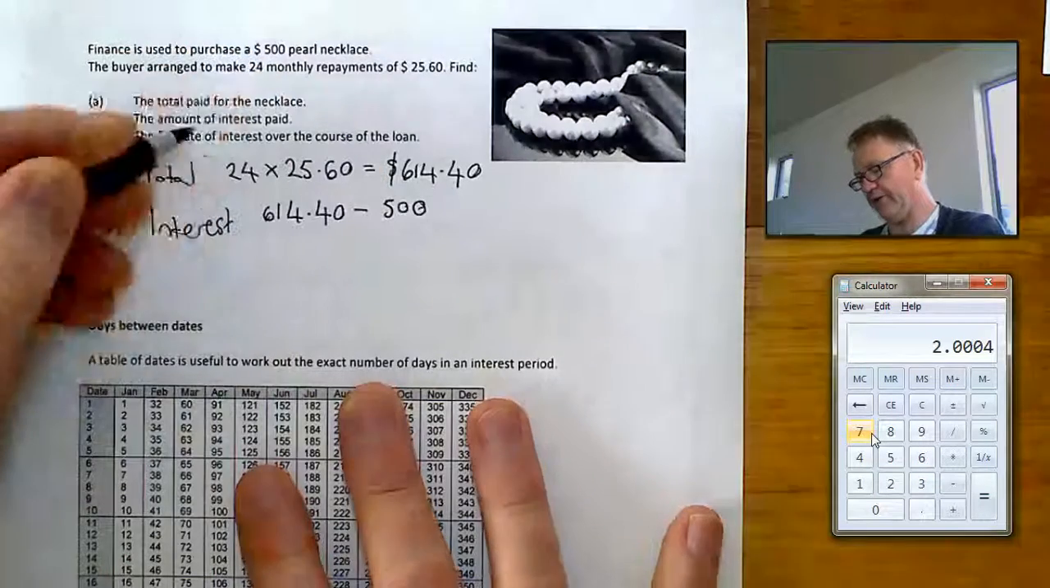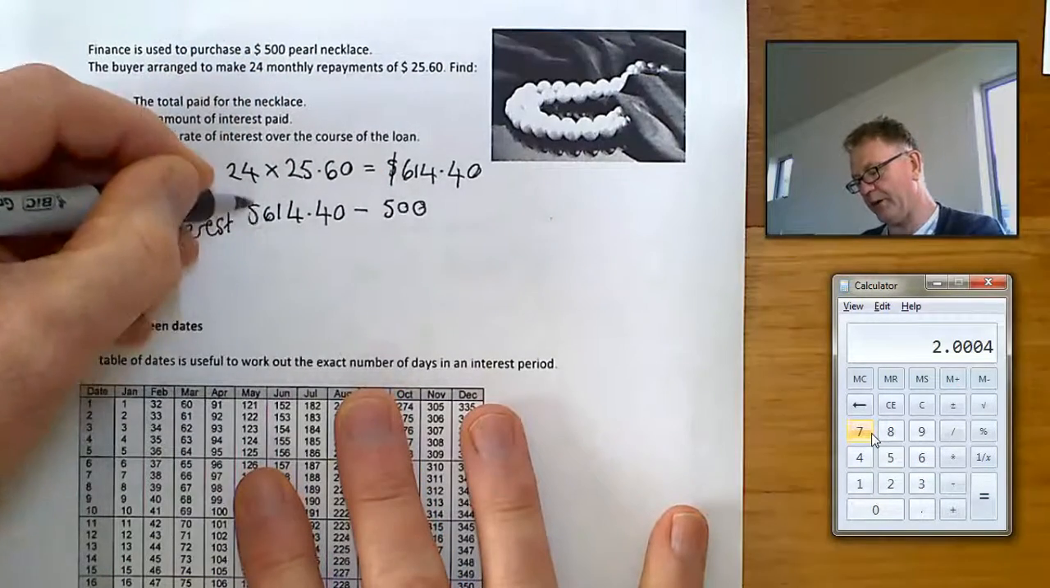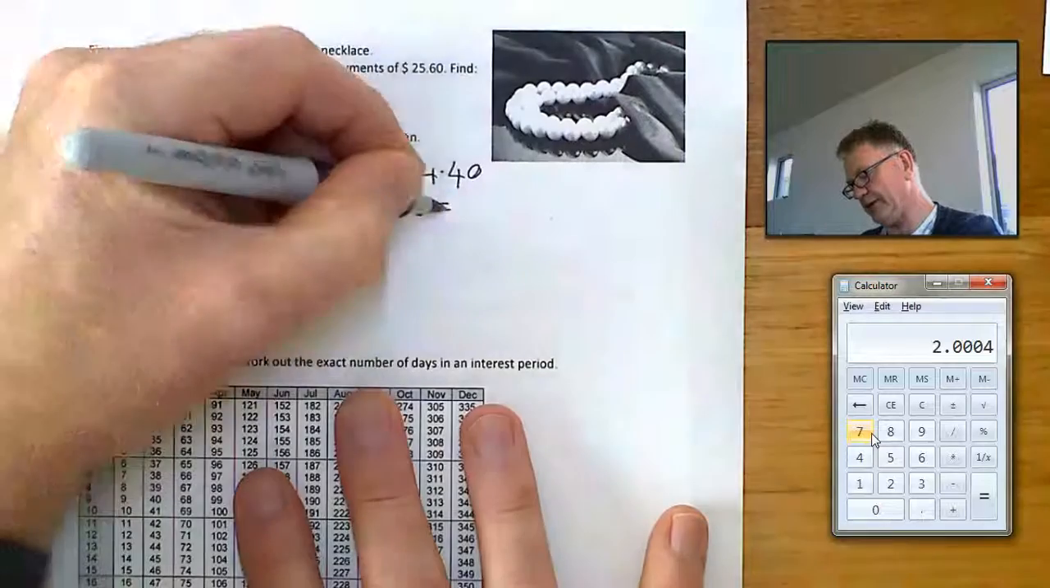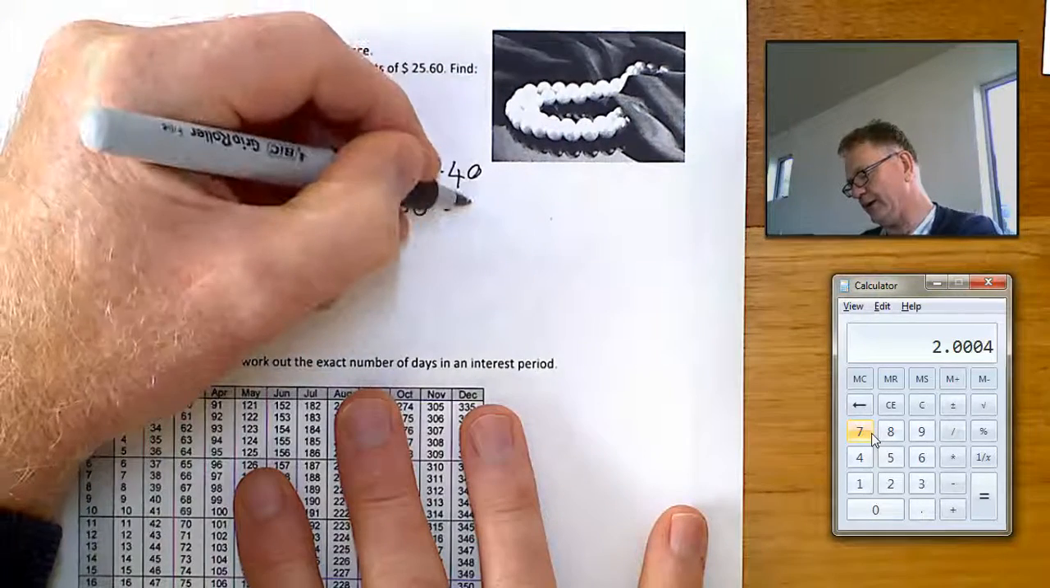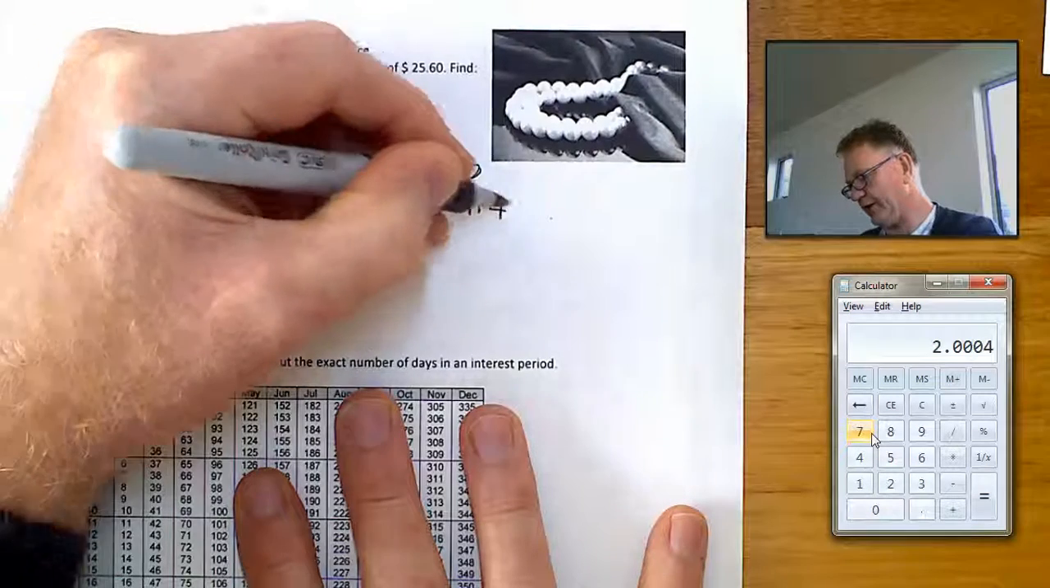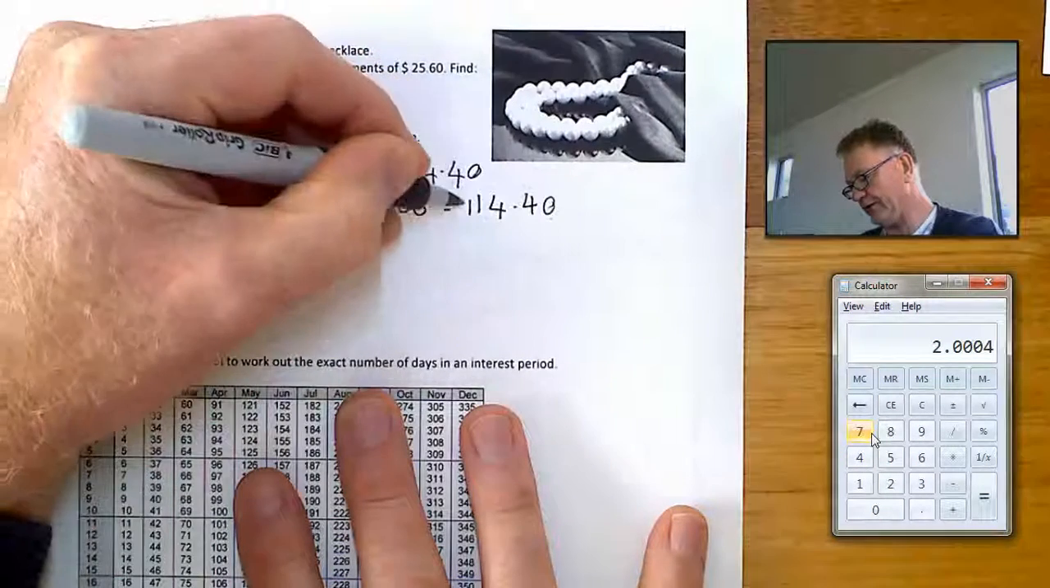I guess that $500 is actually what they borrowed to buy it. You could think of it like that. They borrowed $500, they ended up paying back $614.40. The difference between those two is the interest, $114.40 interest.